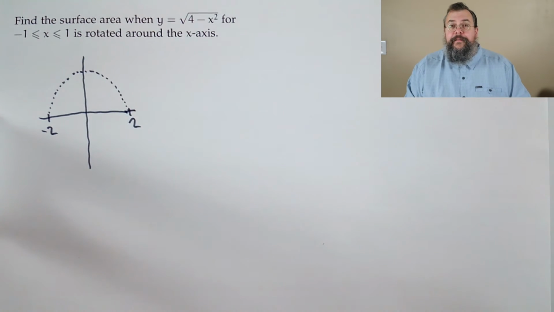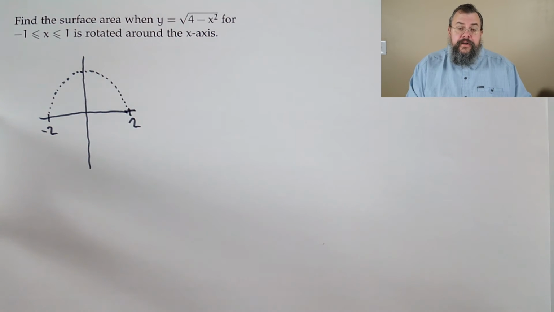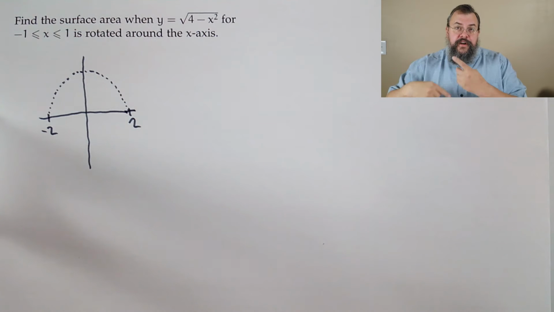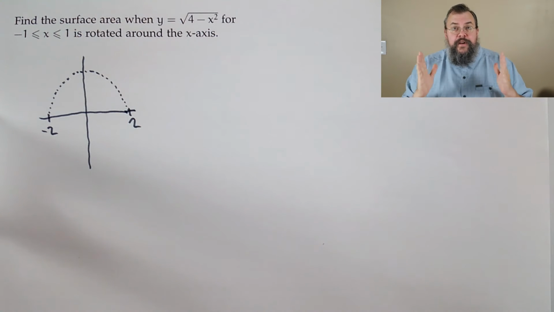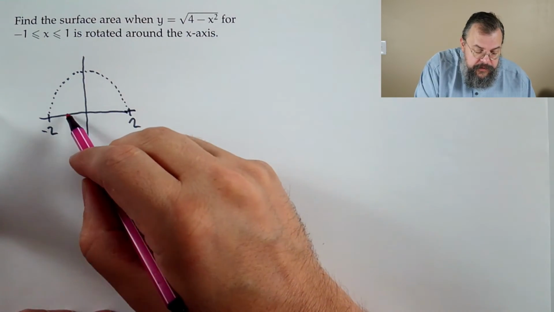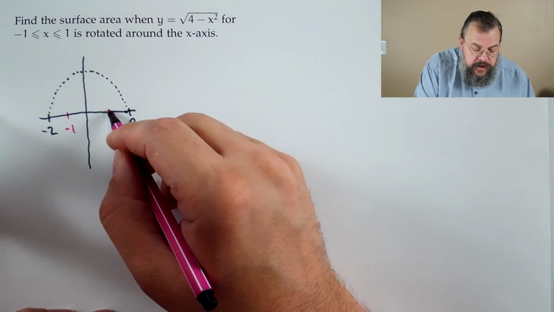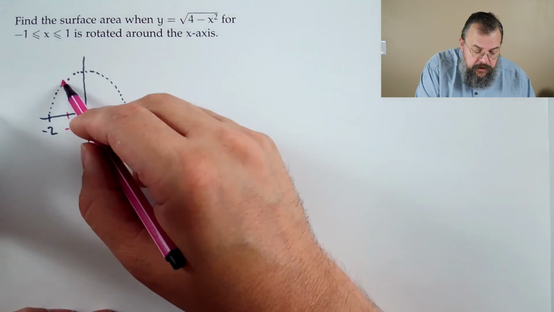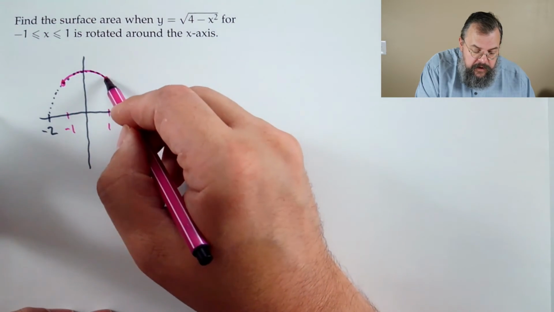All right, so there's our top half of the circle. Now we're not going to take the top half of the circle and spin it around. We're actually going to take just a part of the top half of the circle and spin it around. So we're going from negative 1 over to positive 1. So we're going from there to there.